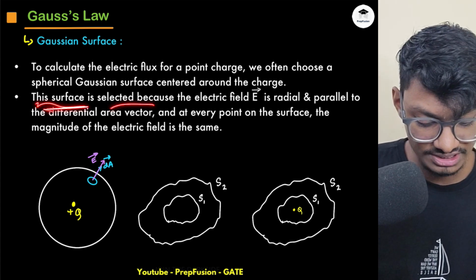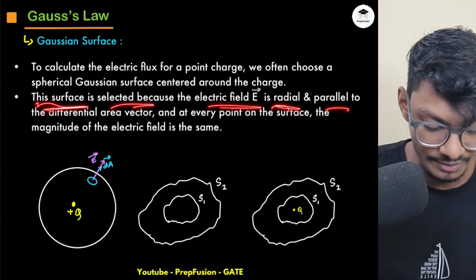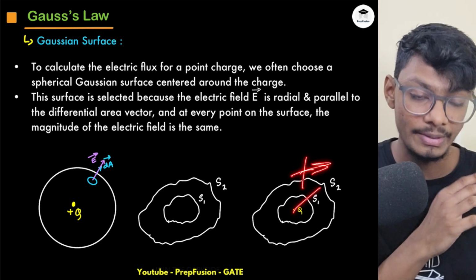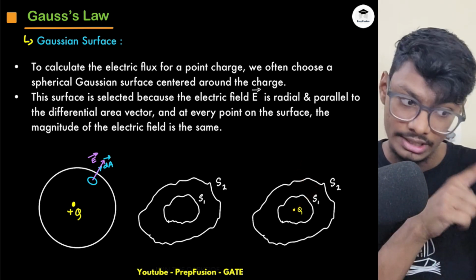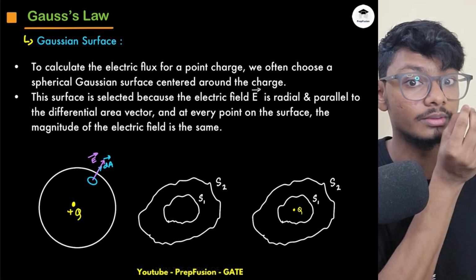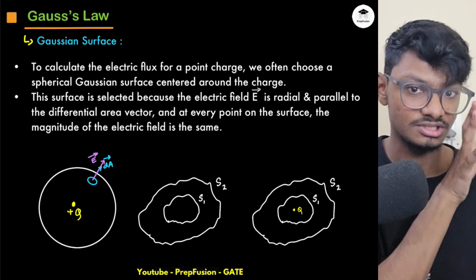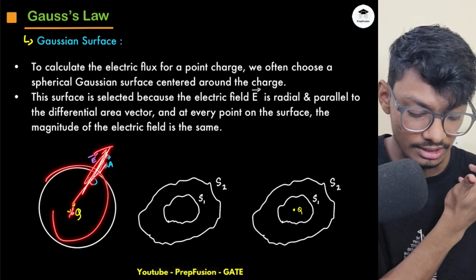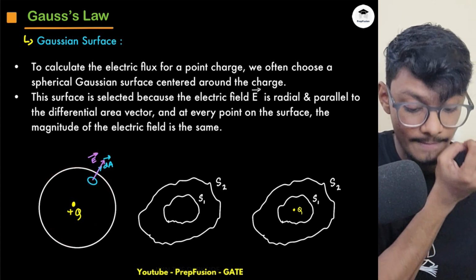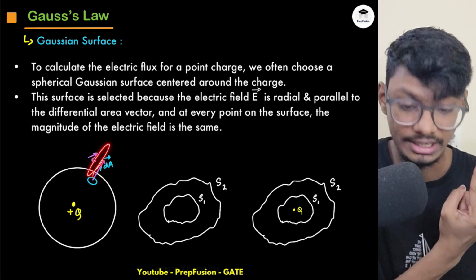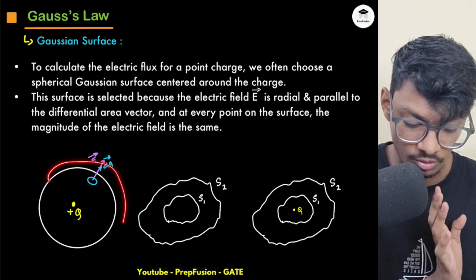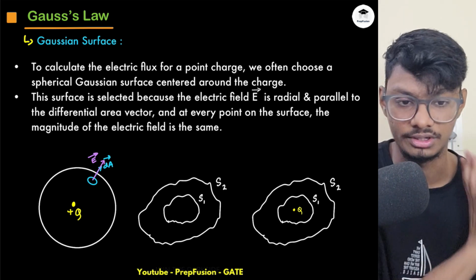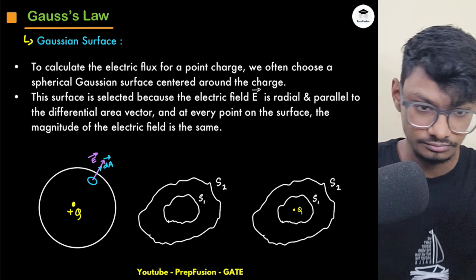This Gaussian surface is selected because the electric field is radial and parallel to the differential area vector. So the computation of electric flux becomes simpler. That's why we choose a sphere here, because for this point charge the electric field lines and the surface vector direction are parallel to each other. So the Gaussian surface for a point charge is a sphere. For other charge distributions, we'll choose accordingly. So that was one concept.